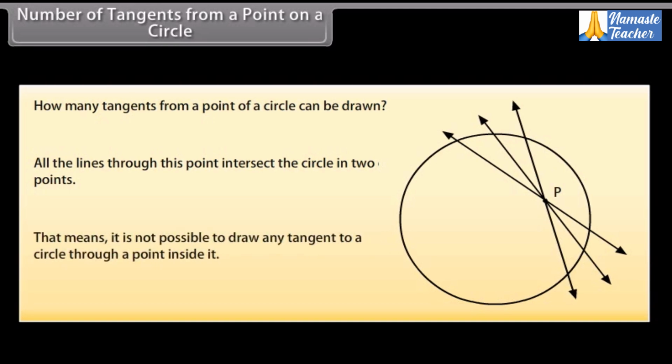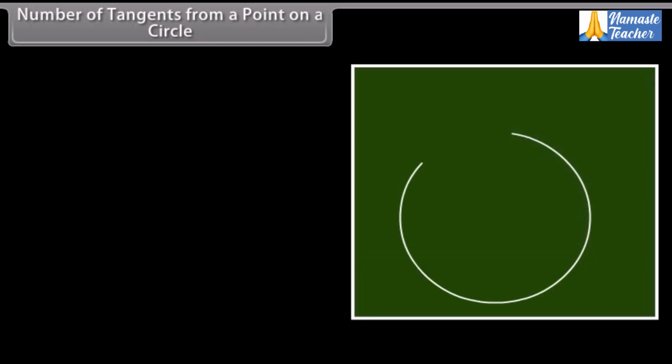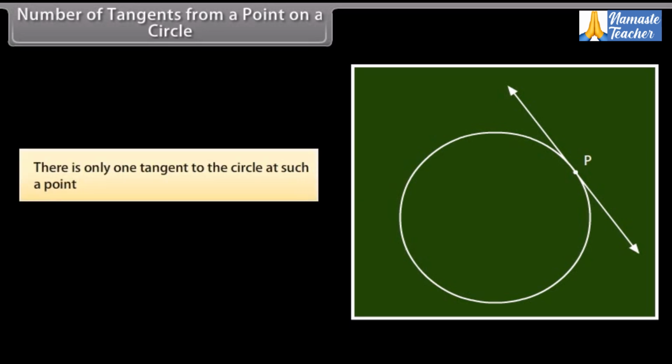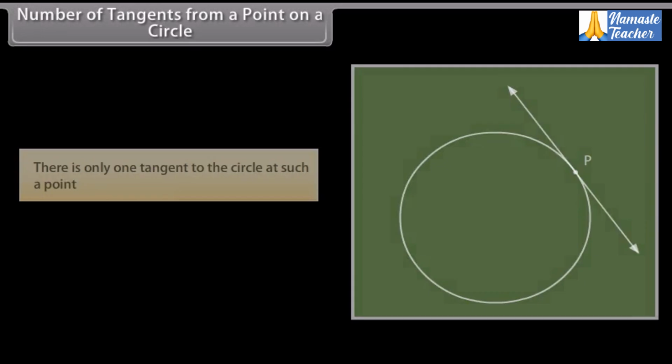That means it is not possible to draw any tangent to a circle through a point inside it. The other case is to take a point P on the circle and draw tangents through this point. We can observe that there is only one tangent to the circle at such a point.